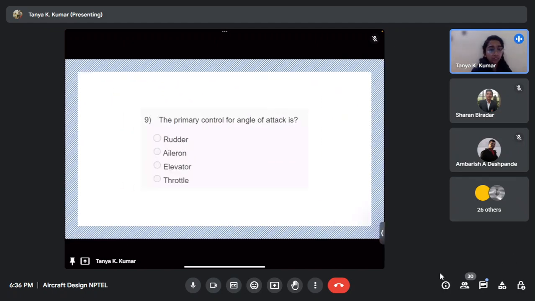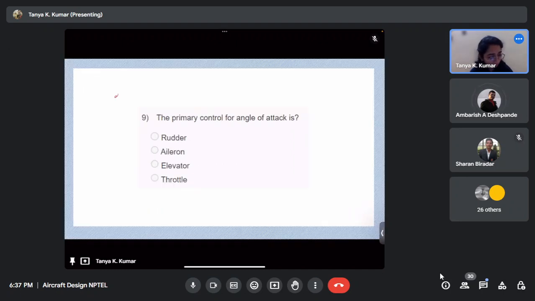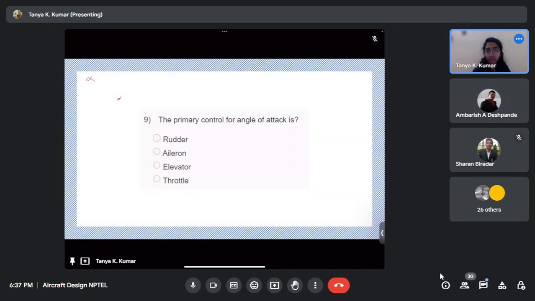What is the primary control for angle of attack? Elevator. Okay. Any other answers? Okay. So there is a slight issue with this question. So what is angle of attack? Angle of attack is alpha. How is it defined? What is angle of attack alpha? With respect to the chord, correct. So it's the angle between V infinity and the chord line.